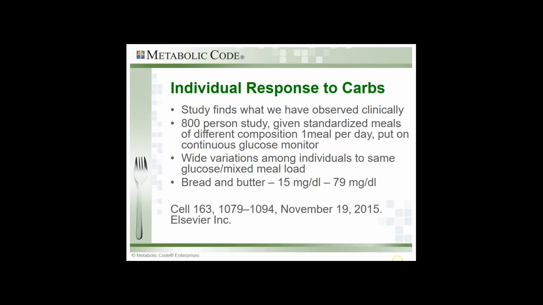But the point here is that one of the carb things they had people eat at that morning meal was just plain old bread and butter. And the glycemic response to bread and butter ranged anywhere from 15 milligrams per deciliter in European measurement to 79. So look at that variance. It was huge.